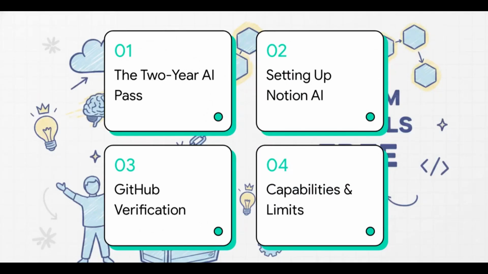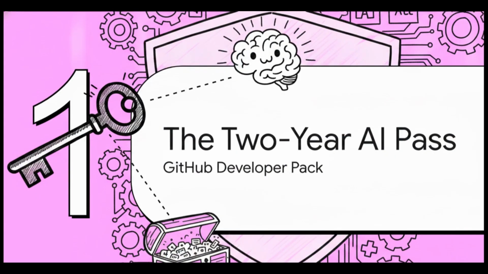So here is our roadmap. First up, the 2-year AI pass. Second, setting up Notion AI. Third, upgrading with GitHub verification. And finally, capabilities and crucial limitations. Let's get into it. All right, part one, the 2-year AI pass.